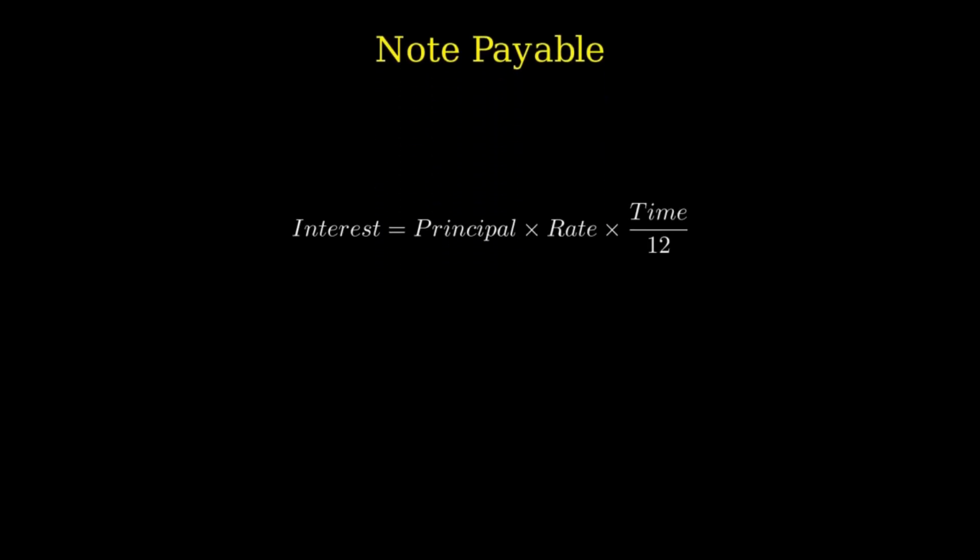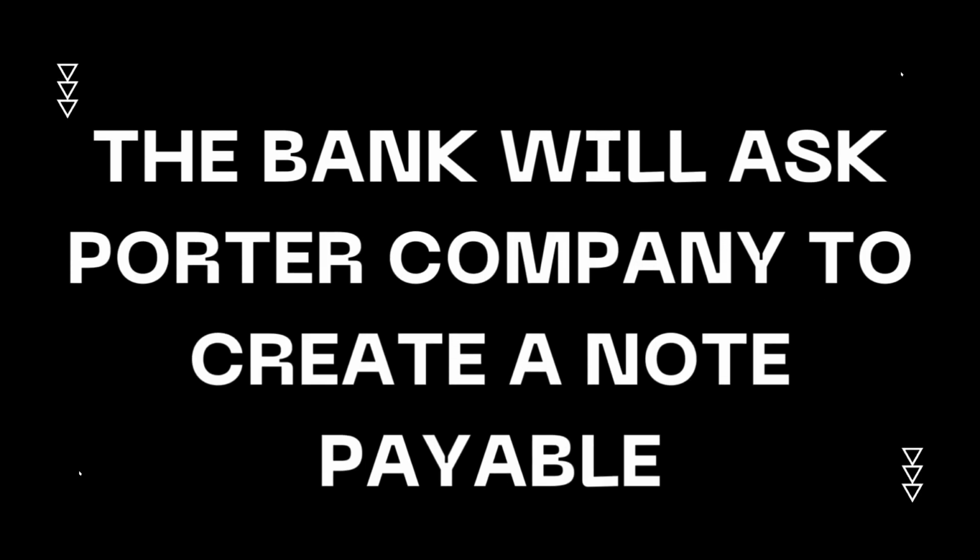Imagine Porter Company borrowed $10,000 from the bank on November 1st. They have to pay it back in 6 months with an annual interest rate of 6%. So by May 1st, they need to return the $10,000 they borrowed plus an extra $300 in interest, calculated as $10,000 multiplied by 0.06, which is the interest rate, multiplied by 6 months divided by 12 months in a year. To document this loan, the bank will ask Porter Company to create a note payable.